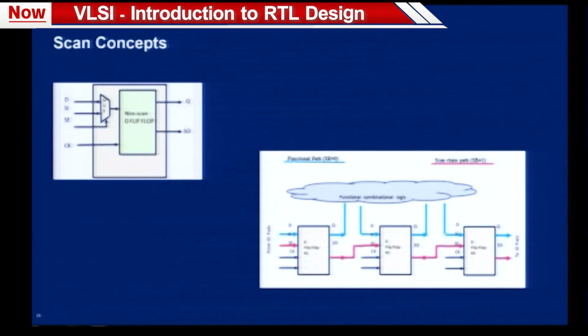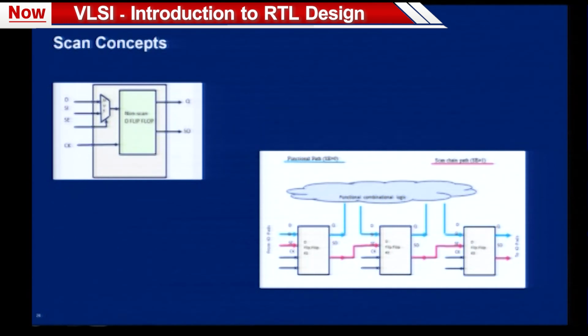You are aware of a D flip flop. There is a clock, there is a data pin, and there is a Q pin. Now, think of a mux in front of the D flip flop. So, this mux we will call a scan mux. And just like you have Q, you also have another pin called SO, scan output. This mux gets D, a pin called scan in, and a pin called scan enable.